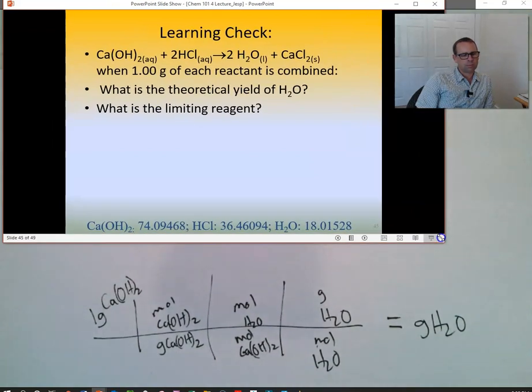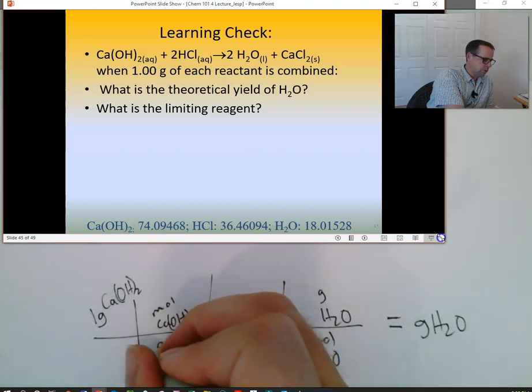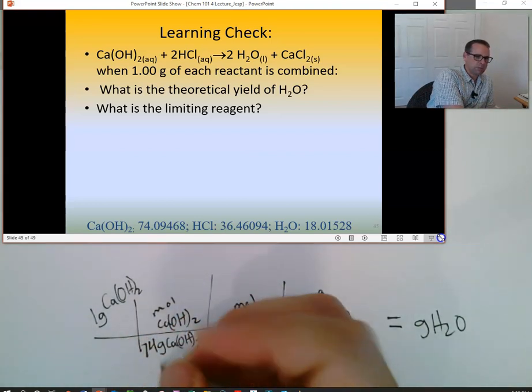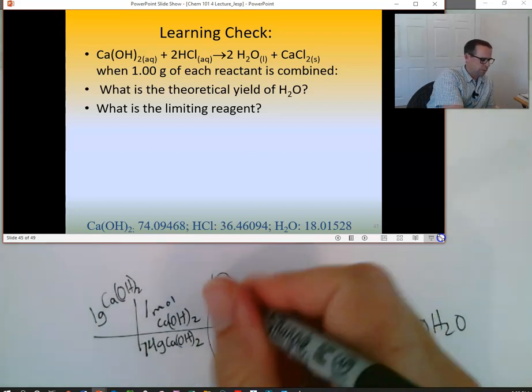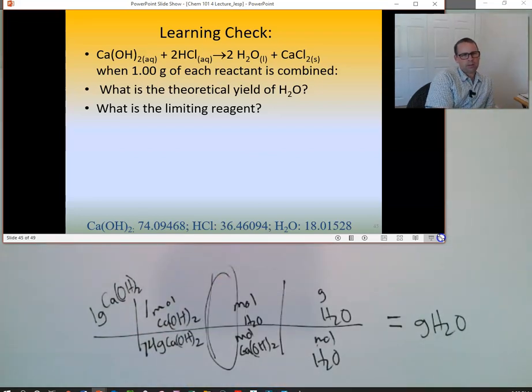There we go. So CaO2 is 74, and the 74 goes on the bottom here with the grams. 74 grams for every mole. Very good. What about my molar ratio? Where am I going to get that?